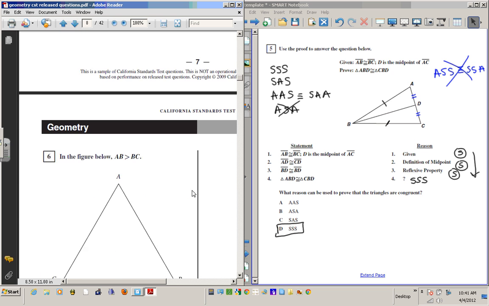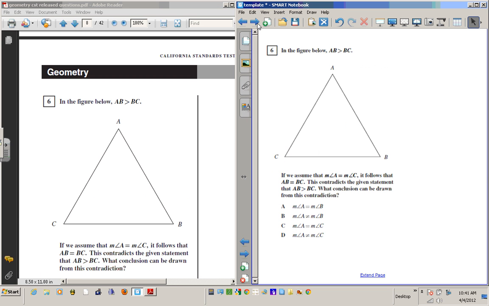Problem number 6. Question 6. It says, alright, so number 6, we have this triangle right here. So it says in the figure below, if AB is bigger than BC, it says, if we assume that measure of angle A is equal to measure of angle C, it follows that AB is equal to BC.